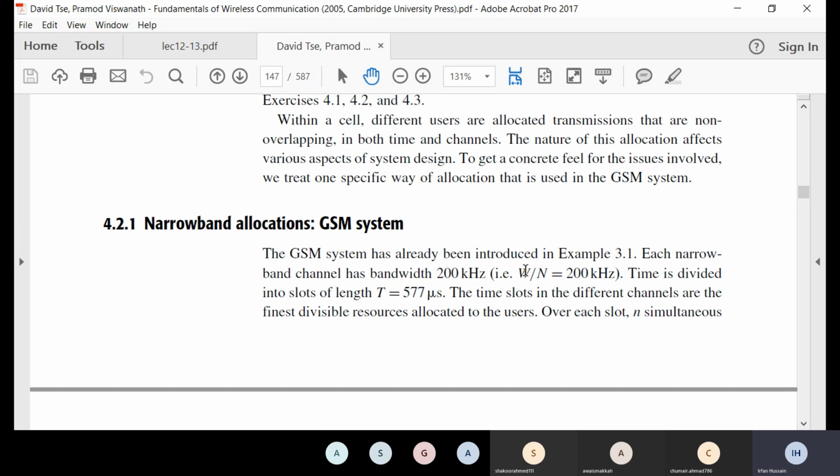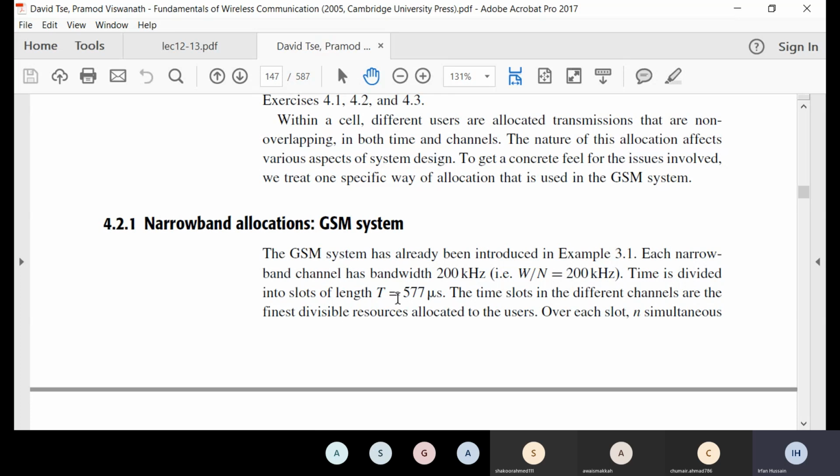If you divide 50 megahertz by 200 kilohertz, 50 megahertz becomes 50,000 kilohertz, 5 with 4 zeros, the kilo cancels, and the zeros cancel, so you have 500 divided by 2, which gives 250 different channels in GSM. You could see 200.